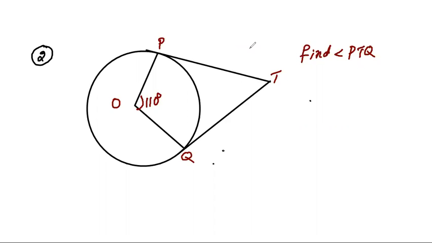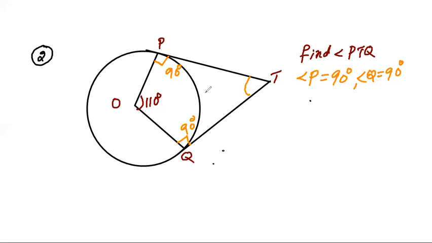Okay, so listen here. We know that angle P will be equal to 90 degree because PO and PT are perpendicular according to our concept. So I can write angle P equal to 90 degree. Similarly, angle Q is also equal to 90 degree. So we can see that OPTQ is a quadrilateral.